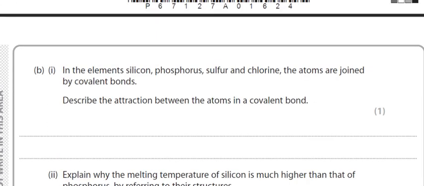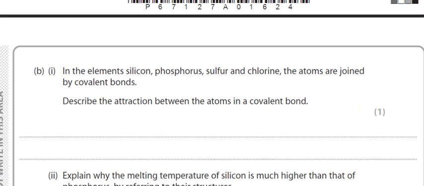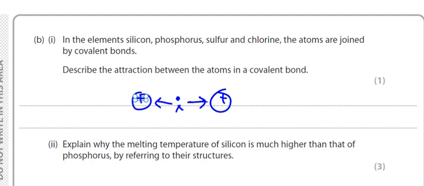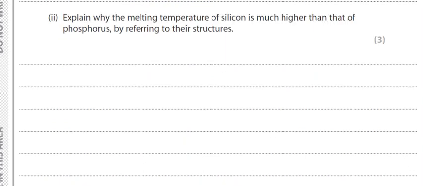In the elements silicon, phosphorus, sulfur, and chlorine, the atoms are joined by covalent bonds. Describe the attraction between the atoms in a covalent bond. The shared electron pair is attracted by the nuclei of the atoms in a covalent bond.